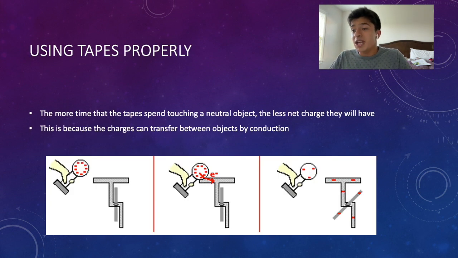To use these tapes properly, it's important that you don't touch them for too long, because the more time that tapes spend touching a neutral object, the less net charge they'll have, because the net charge will leave the tape through conduction. As you can see in this diagram, the charge from the charged sphere, when touching this neutral object, is disseminating onto the neutral object through conduction.